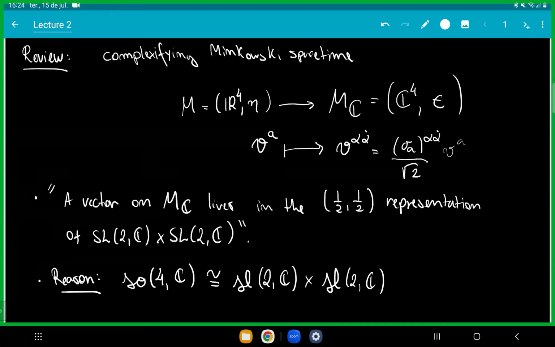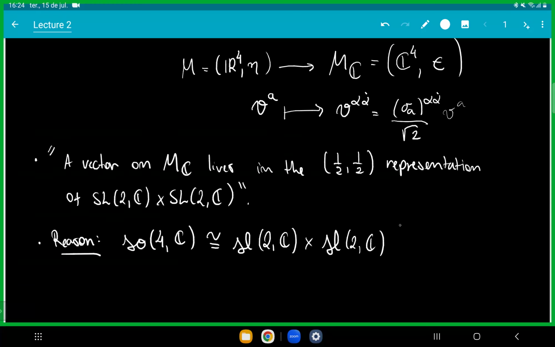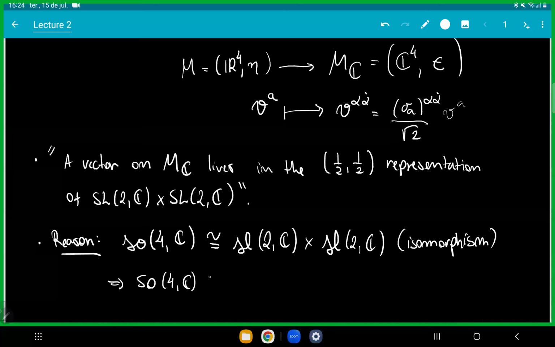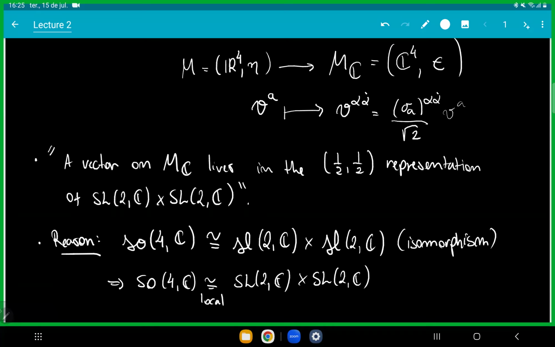You're thinking about these vectors in terms of the Lie algebras associated with them. And the thing is that this isomorphism, this is an actual isomorphism between the algebras, but this implies that the groups themselves are isomorphic, at least locally. So this is a local isomorphism between SO(4, C) and SL2C cross SL2C.